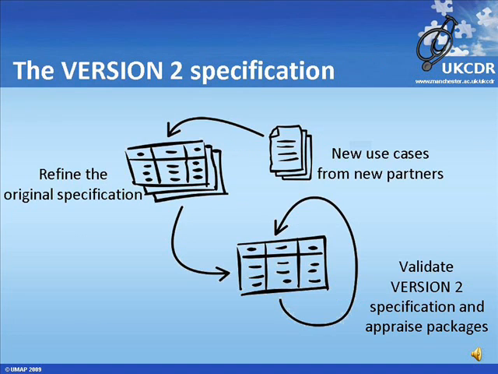To create the version 2 specification, we will bring forward new use cases from our new partners. The processes outlined in these new use cases will be analysed to create new or additional or refined test cases to go into a revised version of the original specification. A draft version of this new specification will be put to our partners for evaluation. The validated version will be used to appraise packages coming forward to take part in the appraisal stages.